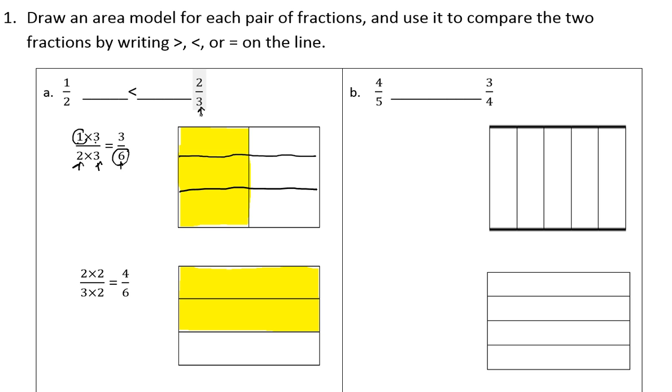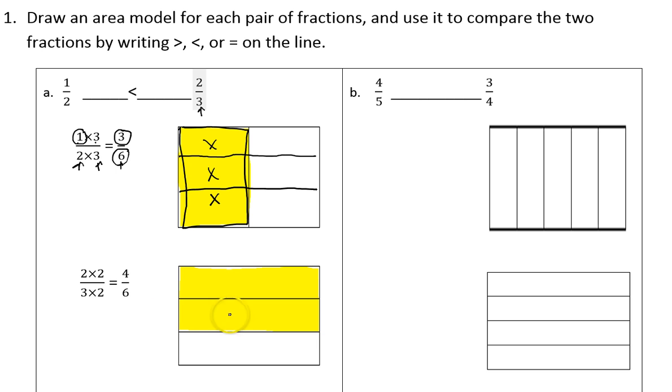And instead of having just one piece that was shaded when we looked at our 1/2, I now have 3 pieces that are shaded, these 3 pieces. This tells me that 1/2 is the same thing as 3/6. Now let's go down to the 2/3. I'm going to follow the same process.